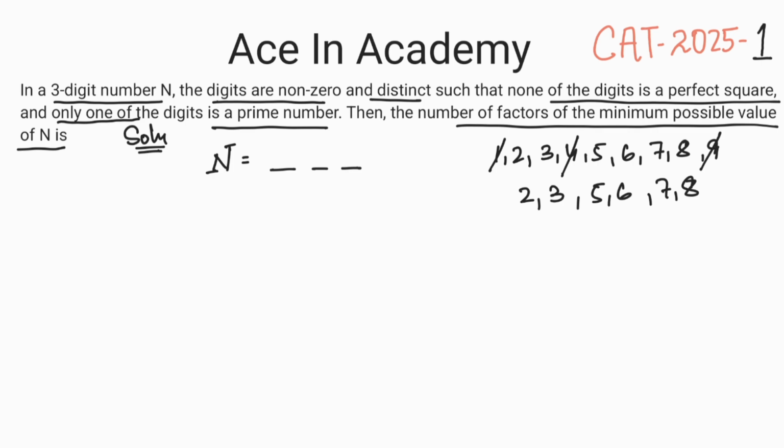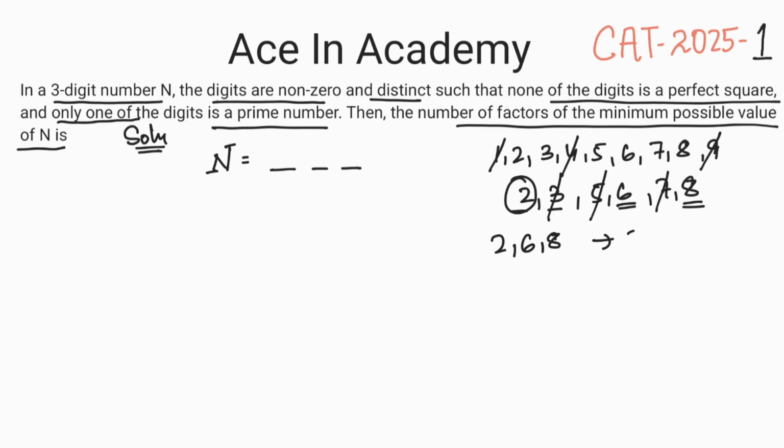Now only one of the digits is a prime number. So if I select 2, I cannot select 3. If I select 3, I cannot select 2 and so on. So I have to form the minimum possible value. So I will definitely select 2 and I cannot select 3, 5, 7. Now I'm only left with 6 and 8. Since I'm only left with 3 digits, 2, 6, 8, I am only forming my number using these 3 digits.